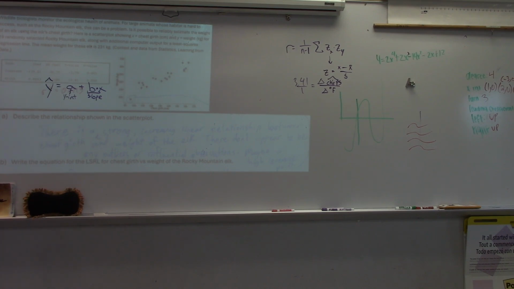So, a strong, increasing, or positive, I should say, linear relationship between chest girth and weight of the elk. There do not appear to be any outliers or influential observations, maybe a high leverage point. That's an ideal answer, you didn't have to have all that. But strength, direction, shape, context, and unusual aspects.